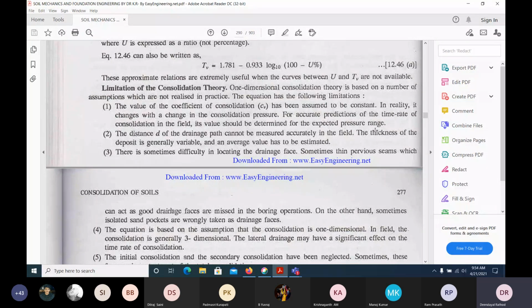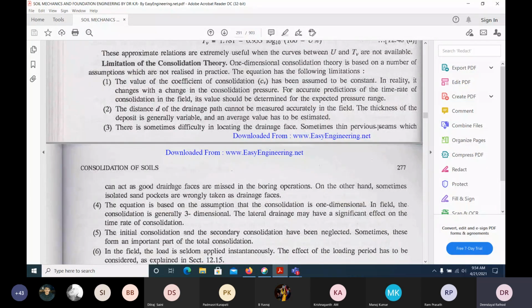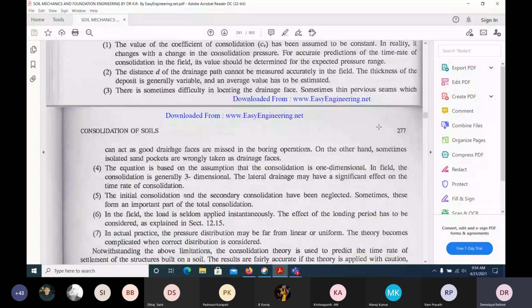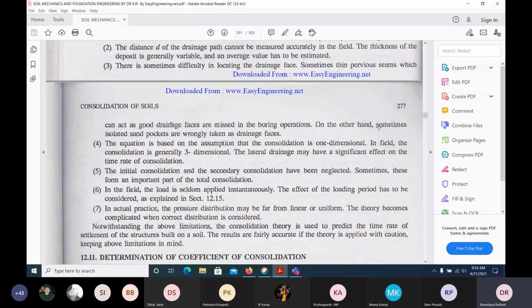Sometimes thin pervious seams, which can act as good drainage faces, are missed in the boring operations. On the other hand, sometimes isolated sand pockets are wrongly taken as drainage faces.